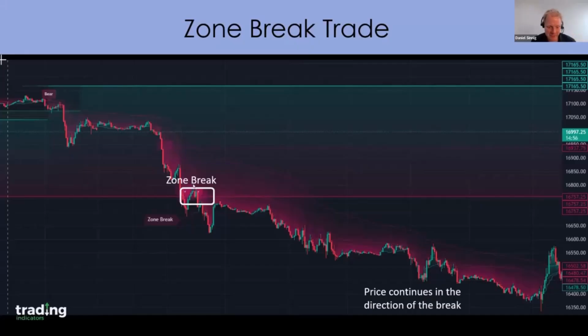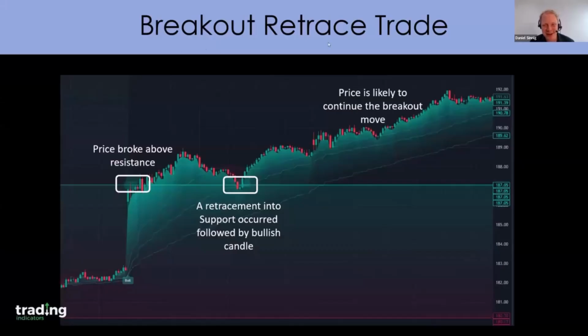And one more thing, and this is a bit of a combination of the two. We call this the zone break retrace setup, or the breakout retrace setup. It's a combination where we first have the breakout. You can see here price broke, in this case above the resistance level. It continued in the direction of the breakout, and then it retraces, where the name comes from, back to the broken level. And at this point, this level will act as support.